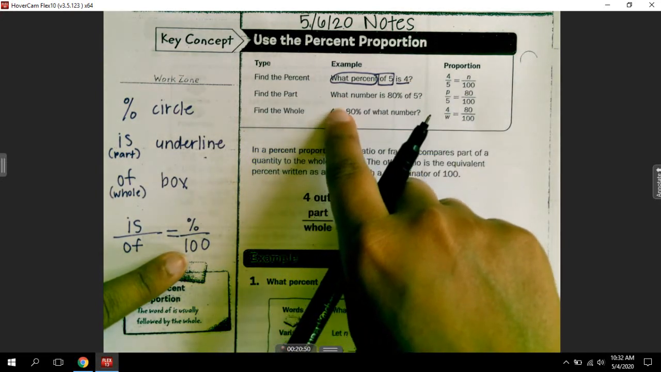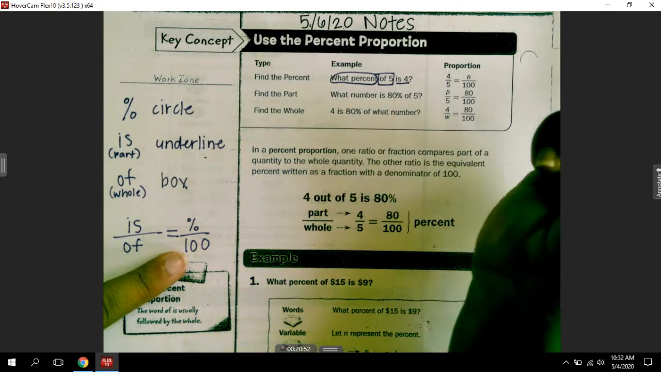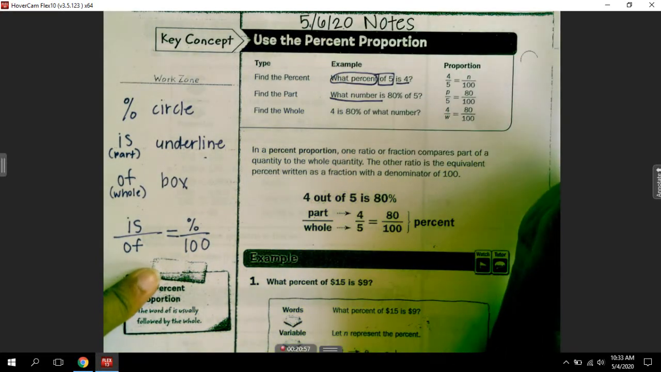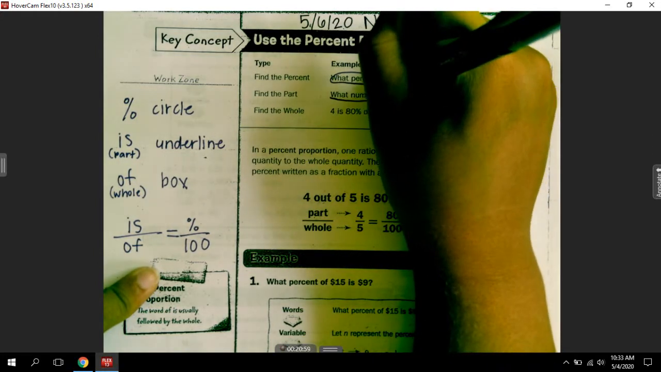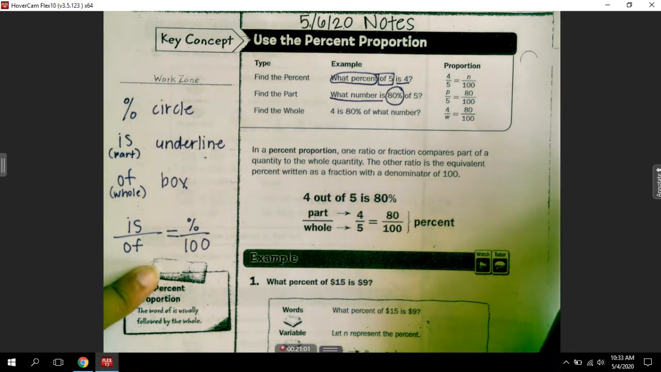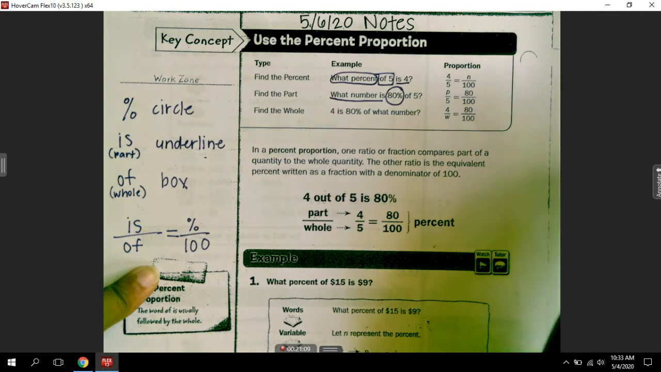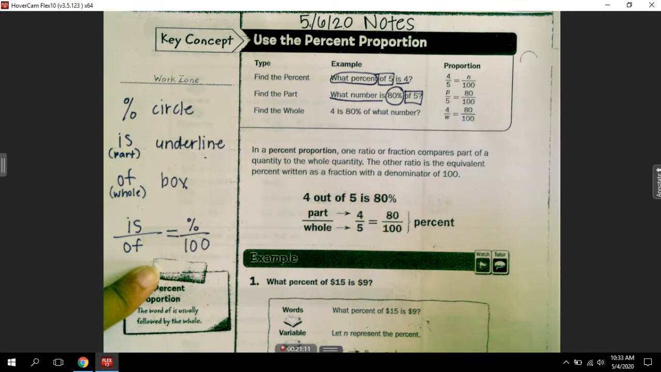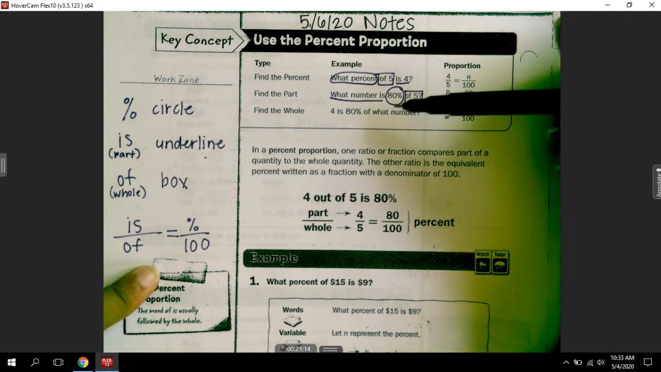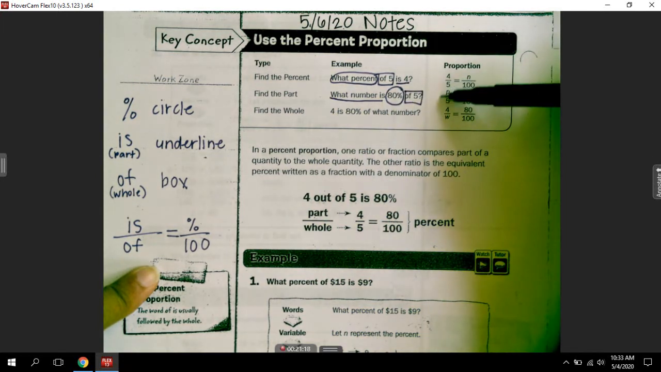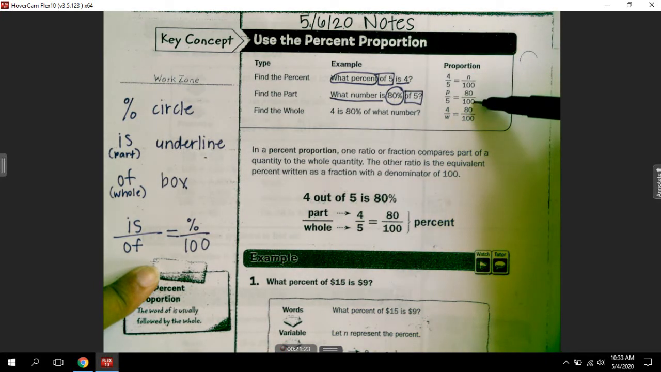Same thing here. What number is 80% of 5? What number is, that's what I'm finding. So is what we underline. The percent is what we circle. It says 80%, that's a percent sign. If you're not finding the percent, you're just going to look for that percent sign. Otherwise, you're going to look for the word percent. And then of 5 is what we would box. So is over of: x or n over 5, whatever variable, equals percent 80 over 100.